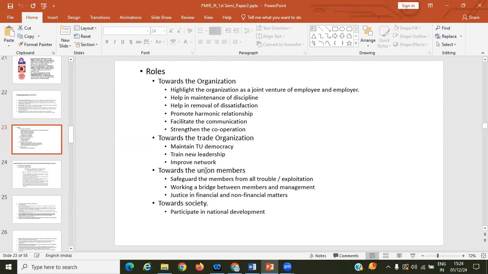We'll study more to understand the trends of trade unions, what they are doing in industry in India, and how it started. We'll understand more in the next class.